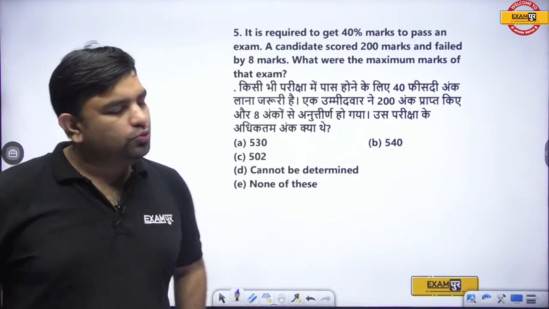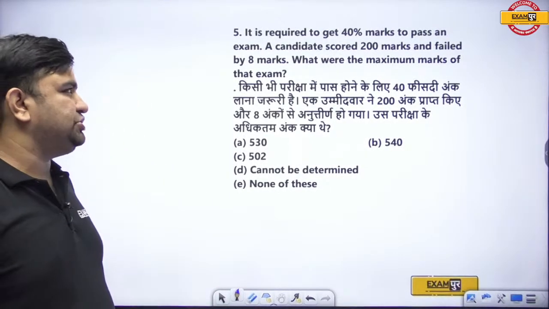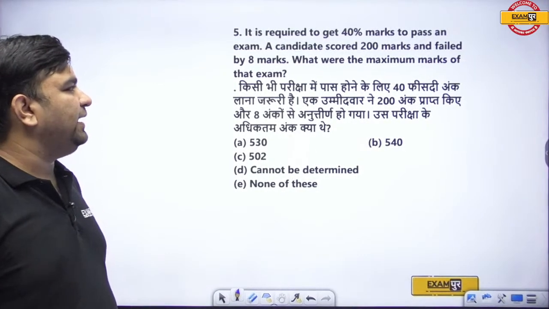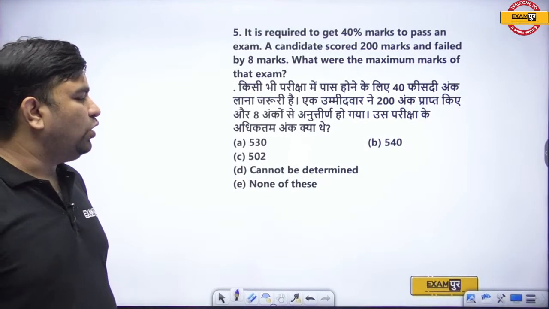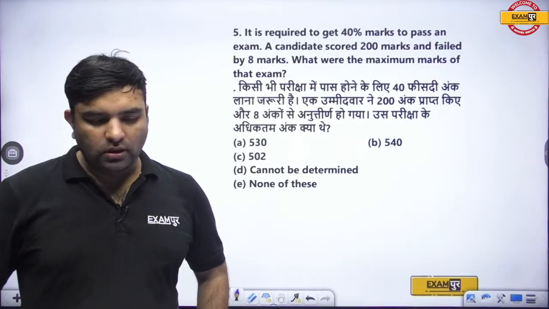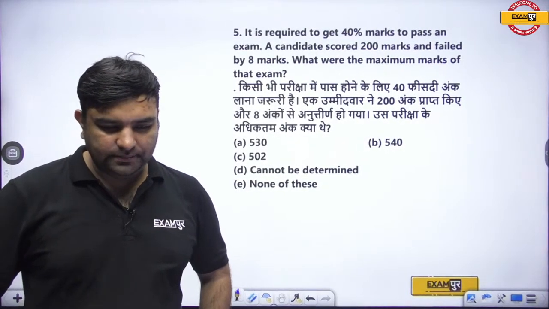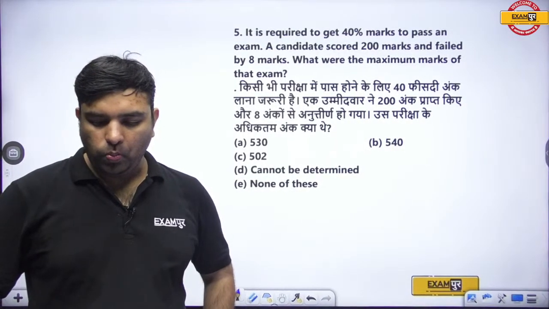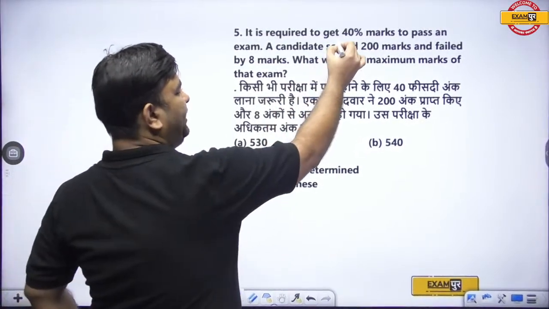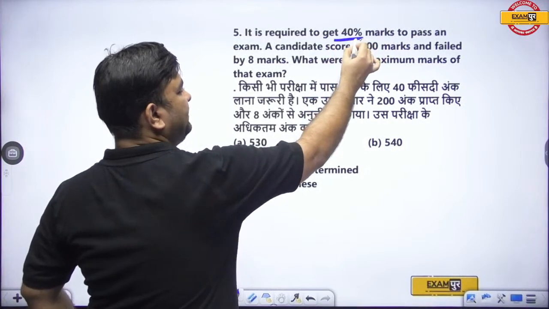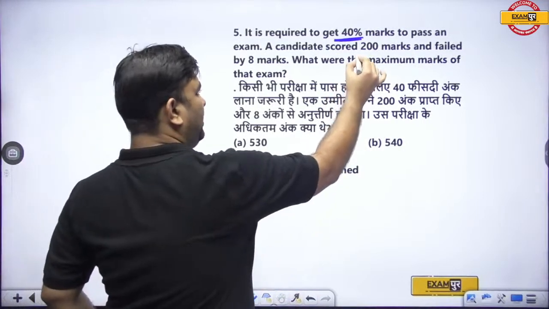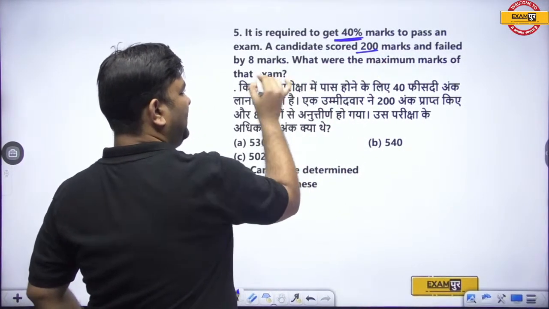It is required to get 40% to pass an examination. A candidate scored 200 marks and failed by 8 marks. What was the maximum marks of the exam? It is required to get 40% to pass the examination. When he is scoring 200 marks, he is still failing by 8 marks.